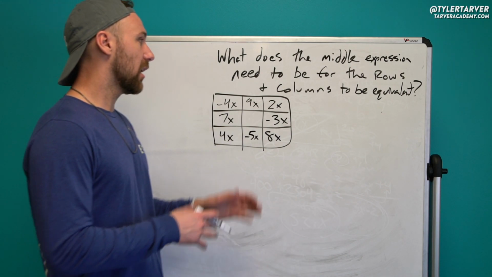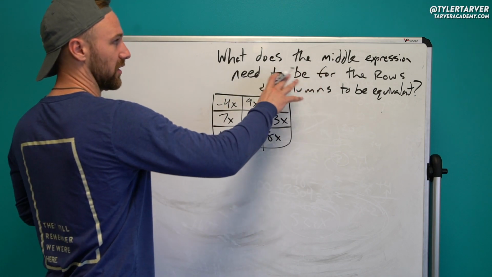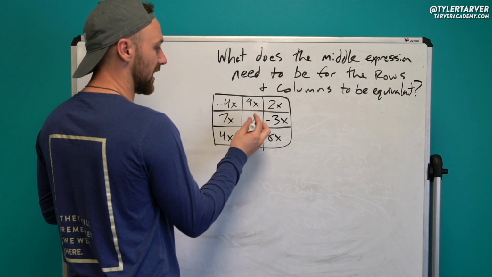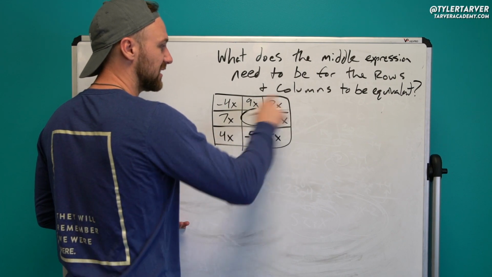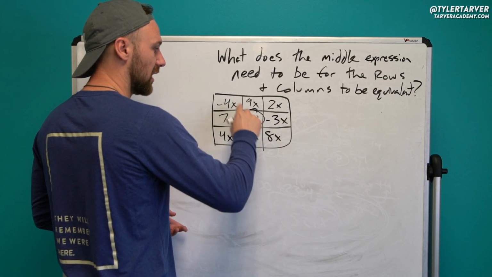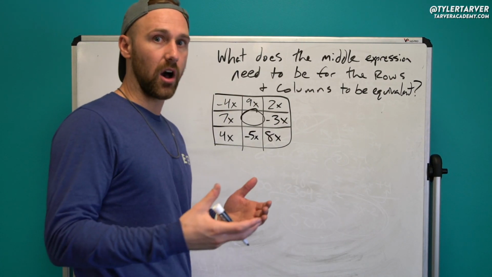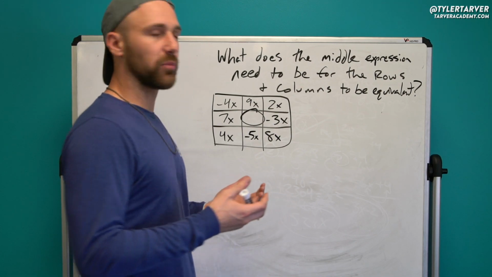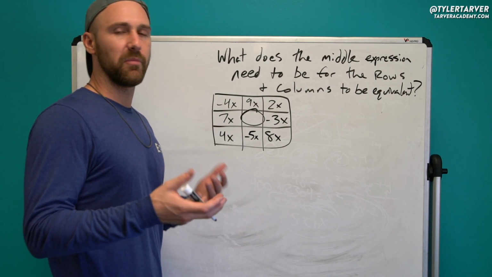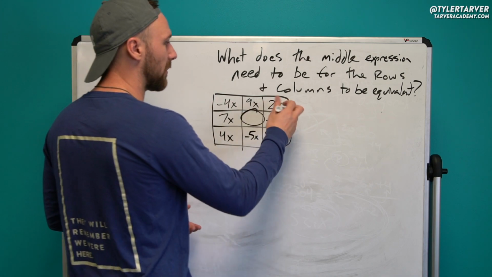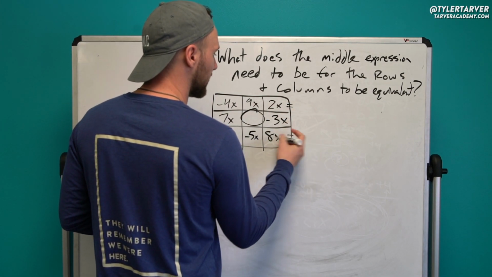Okay, so I'm going to reread this with you. We want to know what this needs to be right here in the middle for these to be equal on the rows and also equal on the columns, okay? So pretty much just, I say process of elimination, there are just steps to it. So let's start by finding out what these equal.